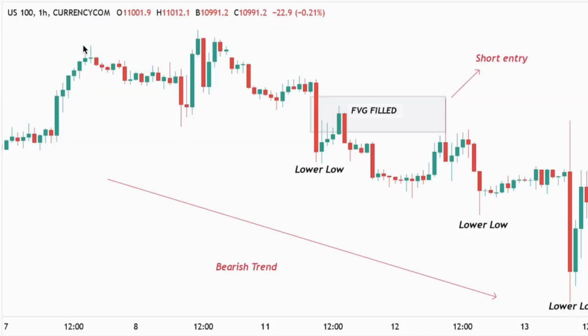Now we are using a 1-hour Nasdaq chart. The trend is bearish. Price is making lower lows each time. We can see clearly this fair value gap at the level of this red candle. You can notice that price, after breaking the previous swing low, retraced back to fill the fair value gap. Once the fair value gap has been filled, we take a short entry with the stop loss just above the previous swing high.